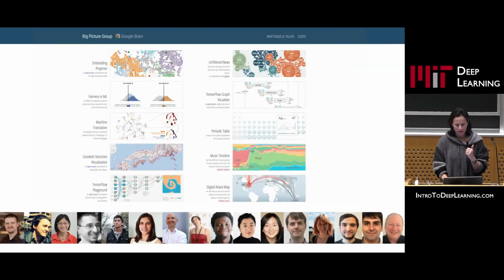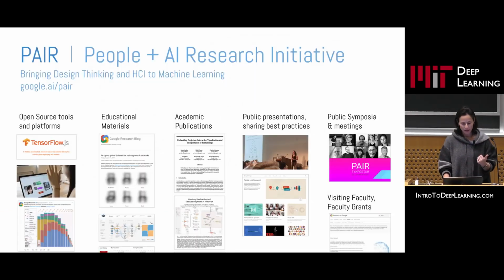As Ava said, I co-lead a couple of things at Google. One is this team called the Big Picture Group, and a lot of our work centers around data visualization. In the last 3 years or so, it's been very much focused on data visualization for machine learning. So you'll get to hear a lot about what we do today. I also co-lead the PAIR initiative, which stands for People Plus AI Research. And there, we have a bunch of different kinds of things that we do as part of this initiative.